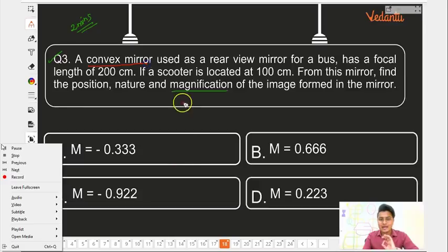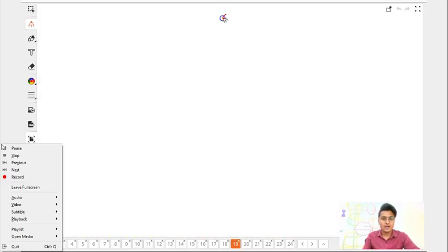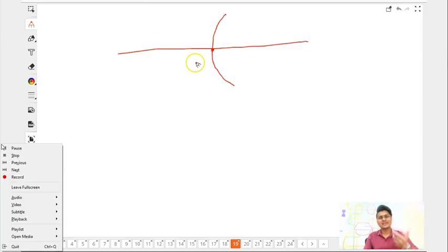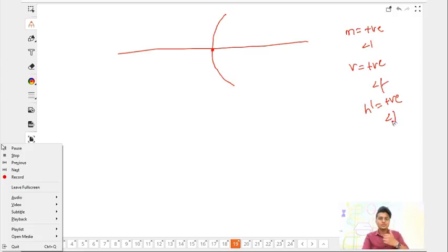A convex mirror. As you know, this is the most important part for us. A convex mirror. And for this, I don't even have to draw the ray diagram, because I already know the sign convention for a convex mirror. So I know for a convex mirror, magnification will be positive. It will always be less than 1. v will also be positive. It must also be less than the focal length. I know that also. h dash is also going to be positive. It's also going to be less than 1. It's less than h. No need to do anything.